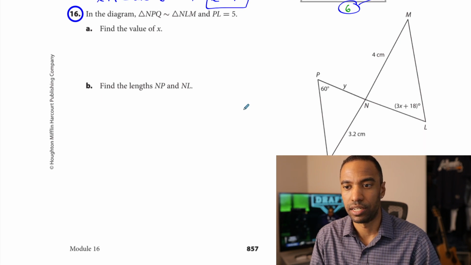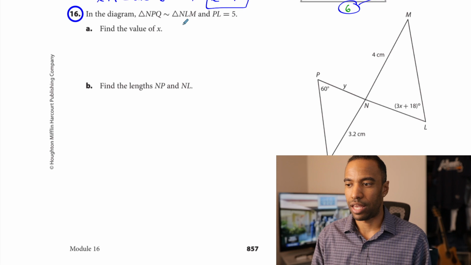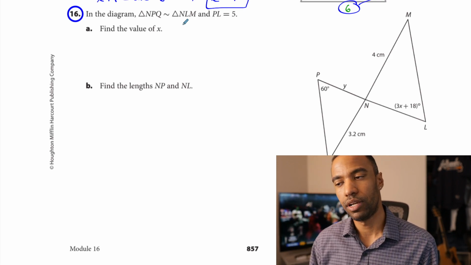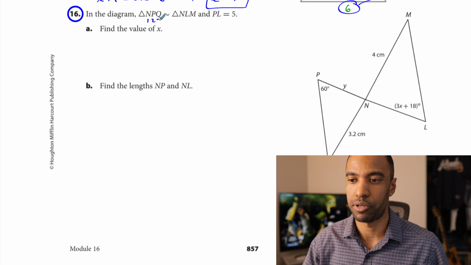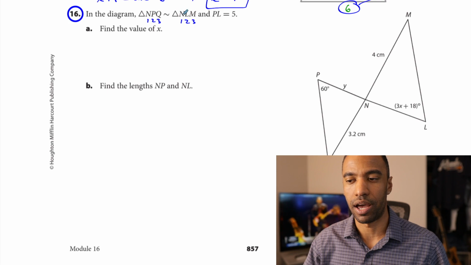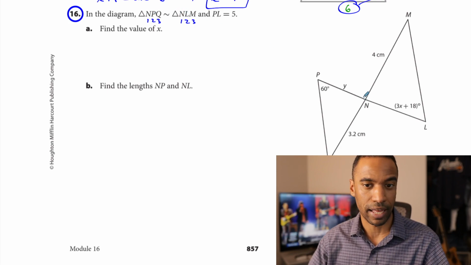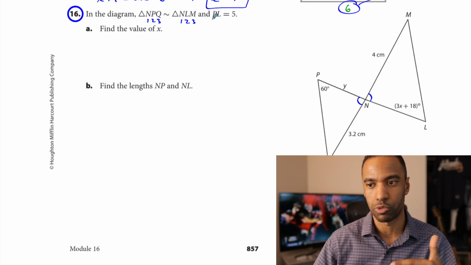All right, number 16. In the diagram, we have triangle NPQ similar to triangle NLM. So this time they tell you which ones are similar. That can help when it comes to redrawing and finding corresponding parts, of course, when it comes to the numbers here, what parts go together. This is one of those things where, again, the ends are congruent. They correspond. This is one of those hourglass things that I mentioned. We have those vertical angles, which are congruent, and of course, they do correspond.